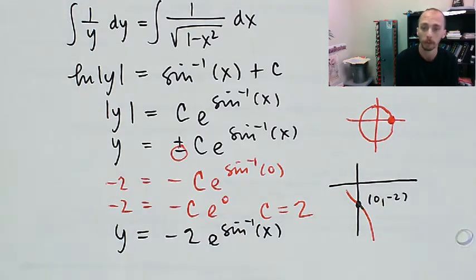But it did certainly go through the point (0, -2), which is comforting to us because we were looking for a particular solution to that differential equation that happened to pass through the point (0, -2). And at the very least, this curve passes through the point that we were given.